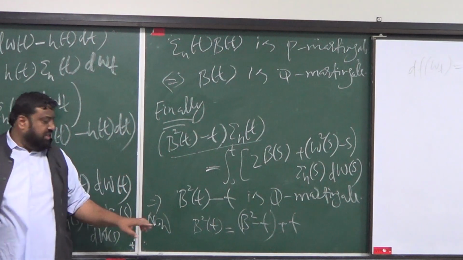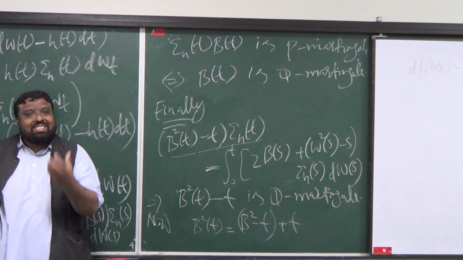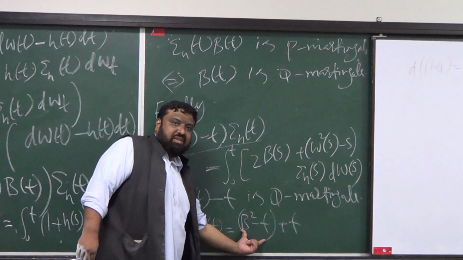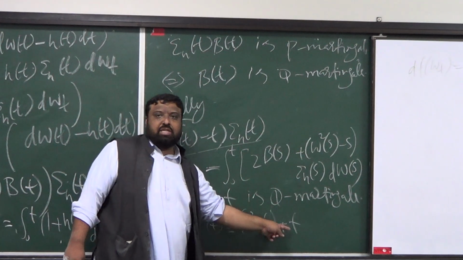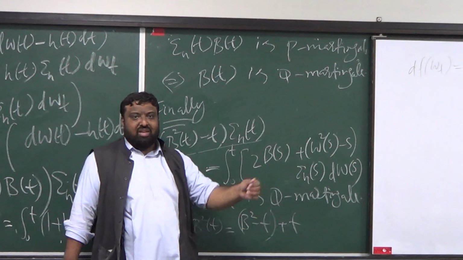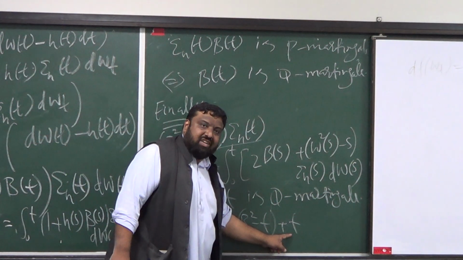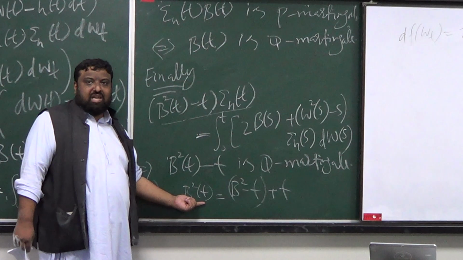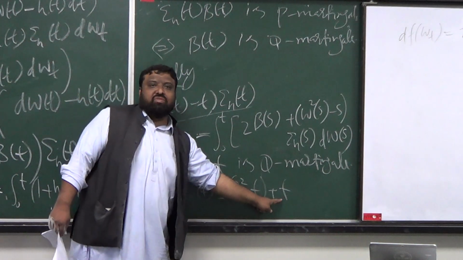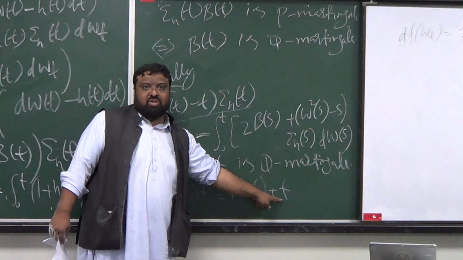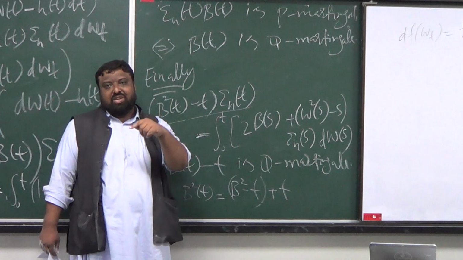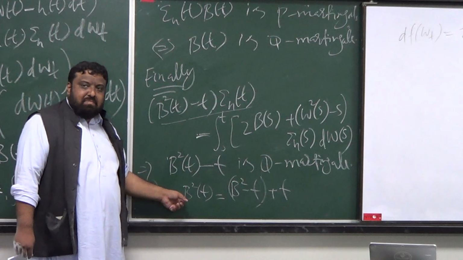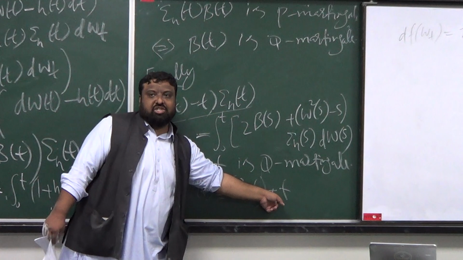If B of t is a Q martingale, what would be B square of t? So it would be a sub-martingale. So a sub-martingale is a martingale plus a predictable process. So you have this Doob-Meyer decomposition actually. And with this Doob-Meyer decomposition, what we can show is that if you take a square of a martingale, it would be a martingale plus its quadratic variation actually. So the Doob-Meyer decomposition result is a bit different from what we did in discrete time processes, but we can show that the square is a martingale plus its quadratic variation actually.